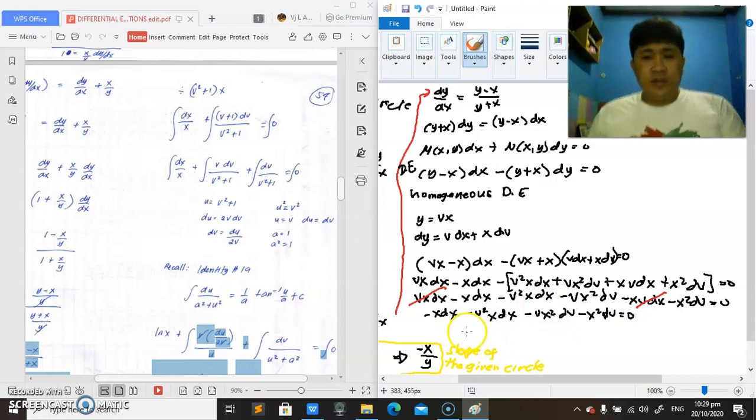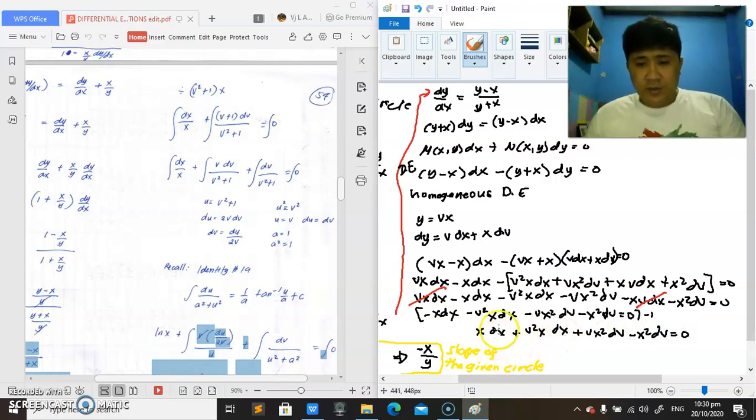So we have here all negative. We could multiply both sides so it becomes positive, or we could transpose everything to the other side so it becomes positive. This negative becomes positive, and so on. What remains on the other side is still 0. So you have x dx plus v squared x dx plus vx squared dv minus x squared dv equals 0.